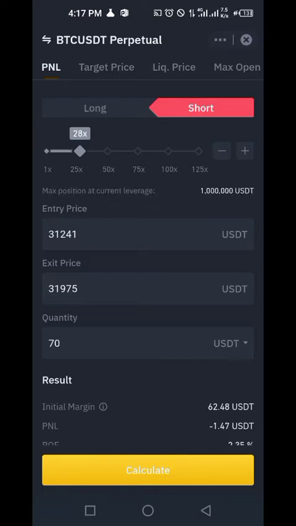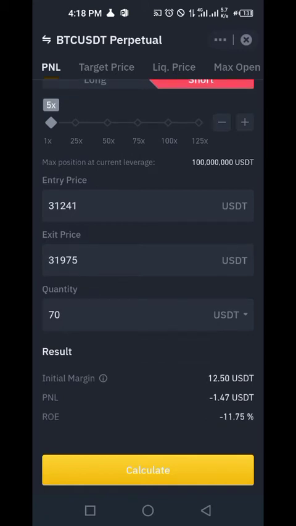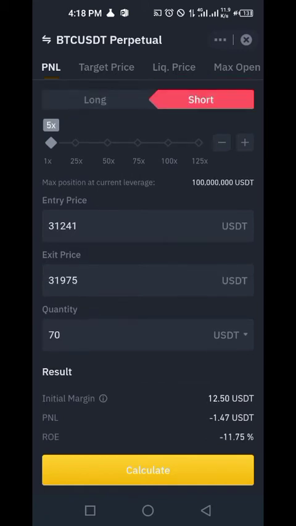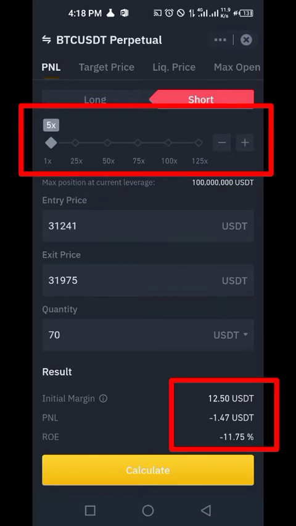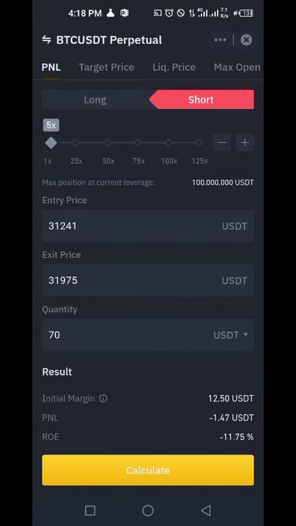Now, if I increase the leverage, let's note something here. Let's say I put it on 5x and I calculate again. Can you see? Can you see that leverage doesn't matter? Immediately I increase the leverage, I will still be losing $1.5. And my initial margin, the amount it will cost me to enter the position, reduced. Instead of $68, I'll be using just $12.5 to enter the position.